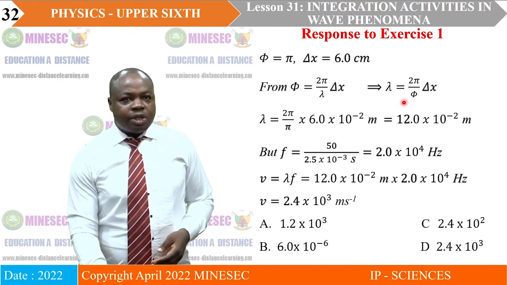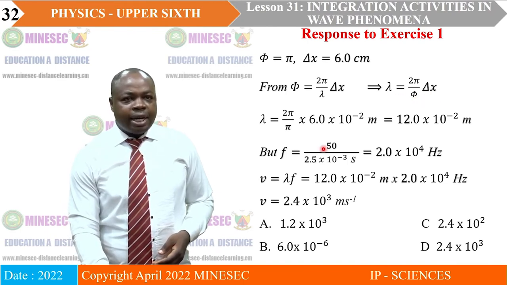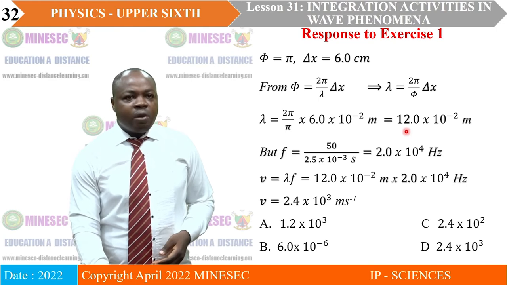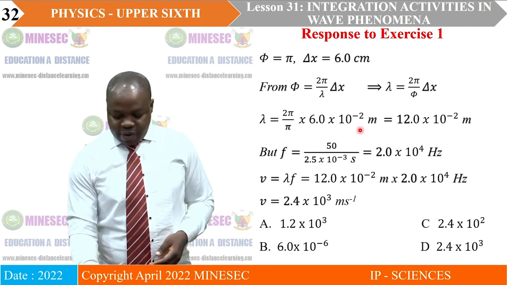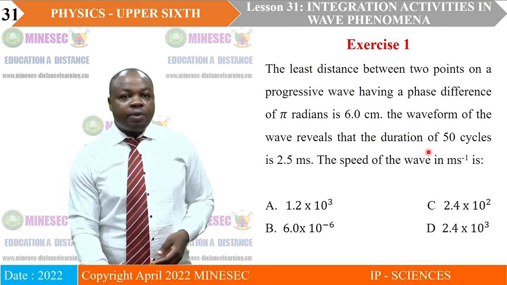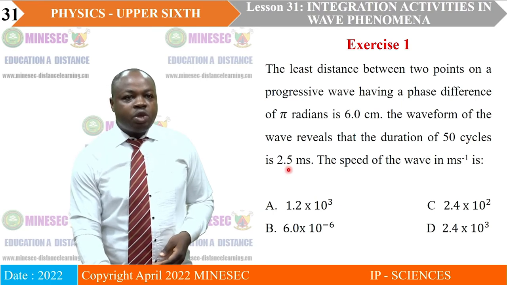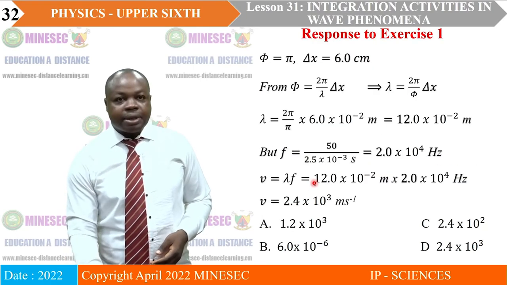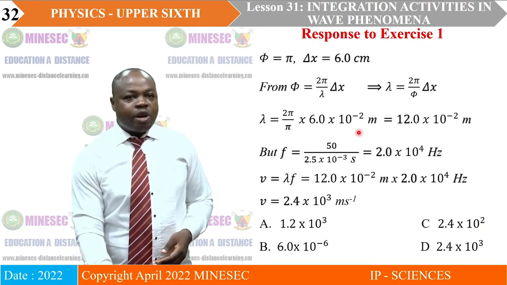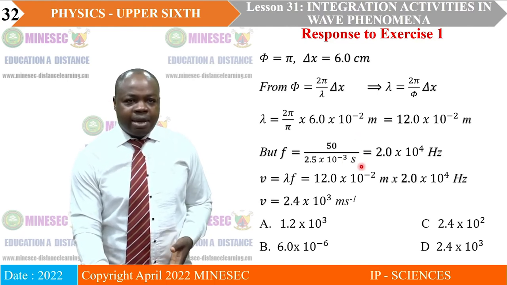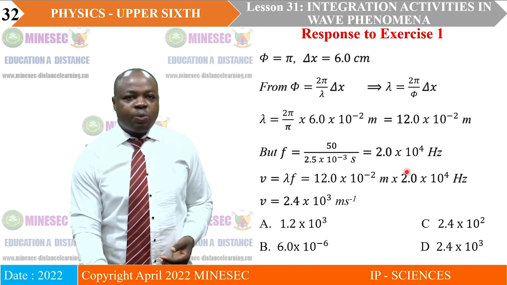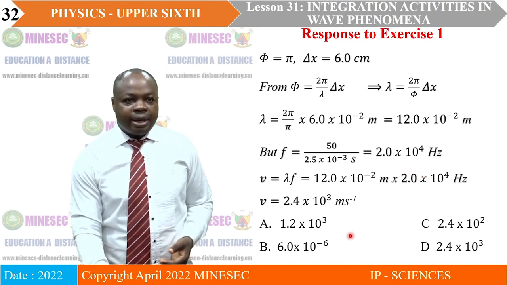And when we substitute the value of phi and delta x, we obtain the wavelength as 12.0 times 10 to the minus 2 meters. Equally, some information has been given in the question that we have 50 cycles in 2.5 milliseconds. So, we can obtain the frequency from it as the number of oscillations divided by the time taken. And that gives us 2.0 times 10 to the 4 hertz.